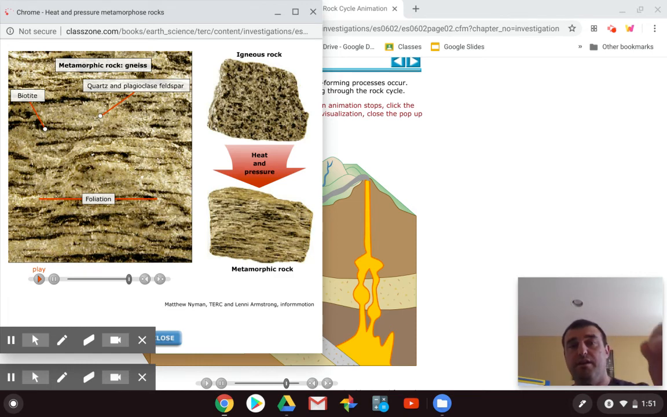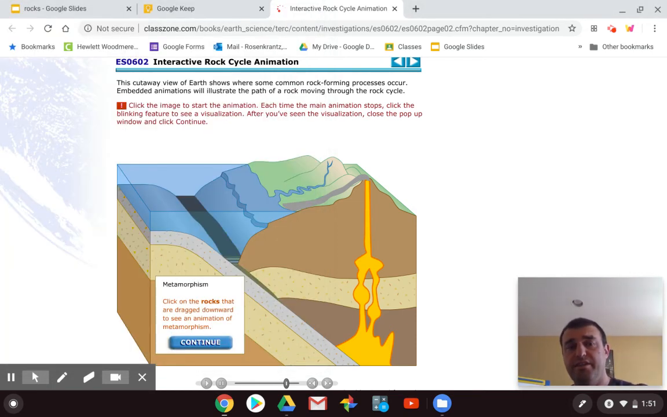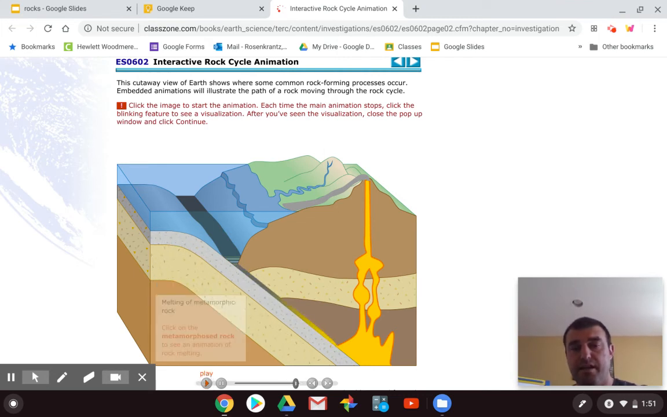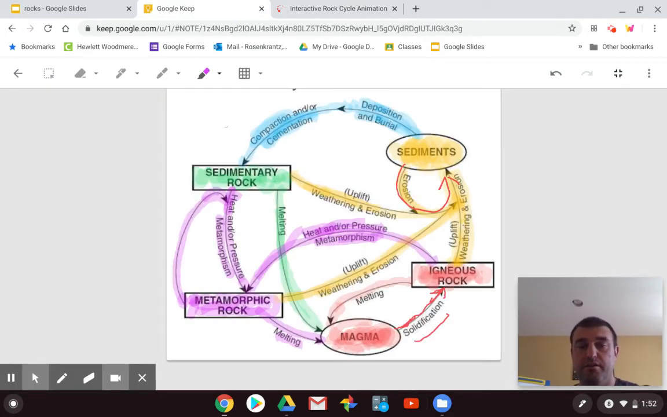All right? Now, if the subduction continues, then it's going to melt. Okay? So that magma will melt, and the metamorphic rock might actually melt and turn back into magma, restarting the entire rock cycle. Okay? So that's this last part right here. All right? But you don't always have to go around the outside of the circle. So these little lines that are crossing the circle, we call them shortcuts in the rock cycle.